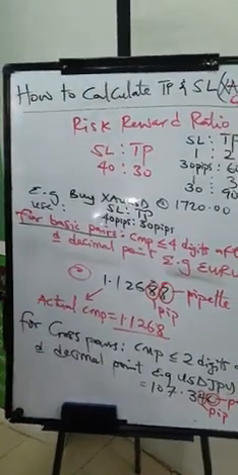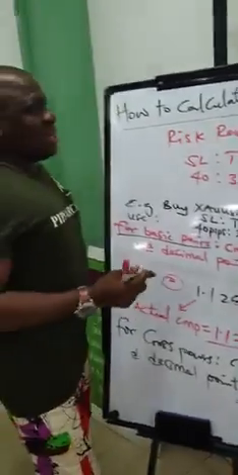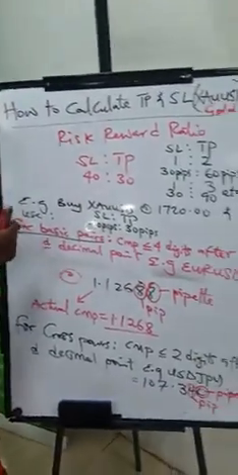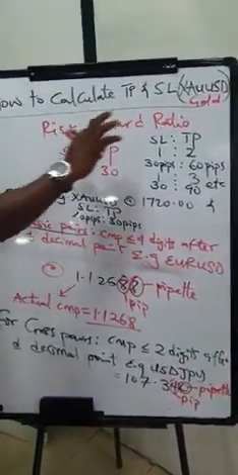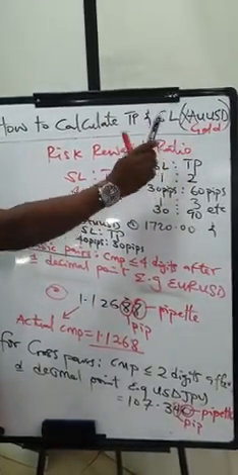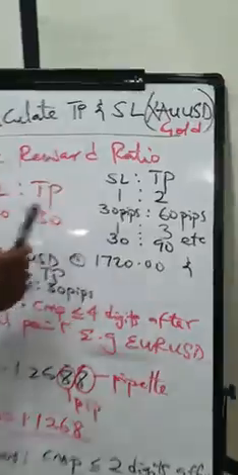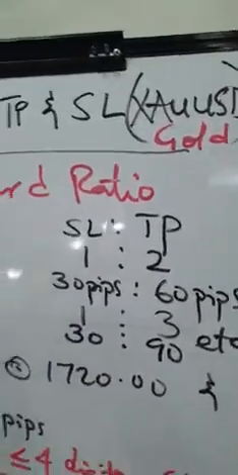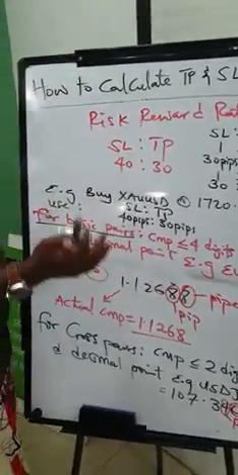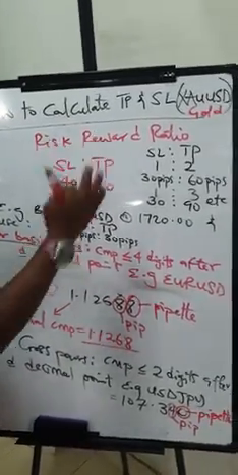My name is Abiola for Pips Arcade, and I want to answer major questions that people have been sending to me about how to calculate take profit and stop loss for gold. So you can even zoom on it for gold. People know how to calculate the take profit and stop loss for basic pairs and cross pairs, but for gold they often get confused.